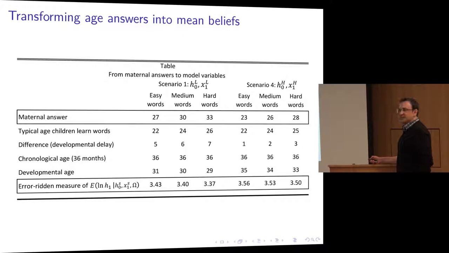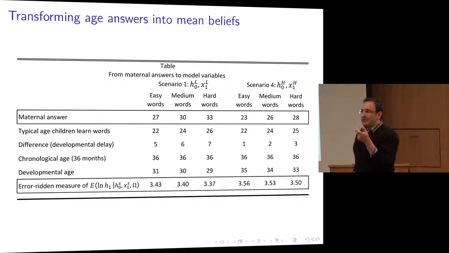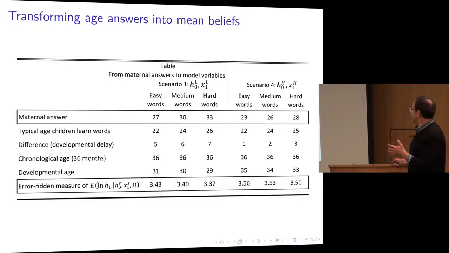So when I change the scale in step one so that everything is in terms of developmental age, at follow-up one, children had the development of typical 36-month-old children. So the chronological and the developmental age is appropriate for 36 months for that particular population. I'm going to say the developmental age that the mom thinks is the chronological age minus the developmental delay. So it's going to be 31, because it's 36 minus 5, the 5-month developmental delay that this mom associates with this word in this scenario. 30 here, 29 here, 35 here, 34 here, 33 here. What I'm going to do in the end is take a log of these numbers and come up with these values here.